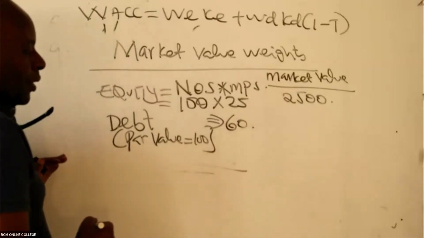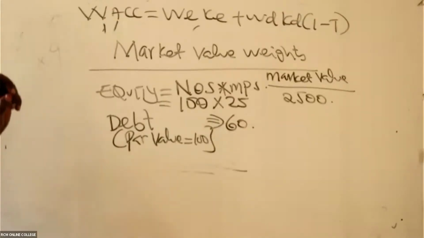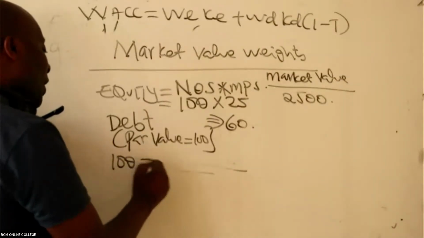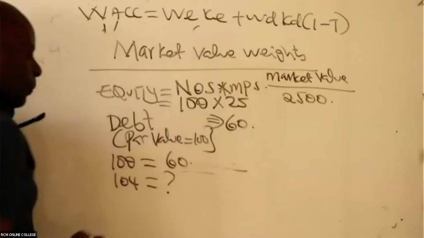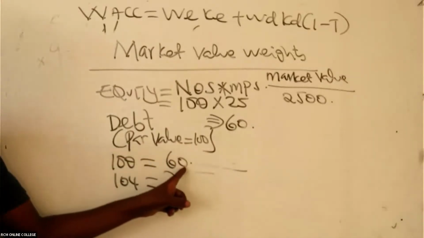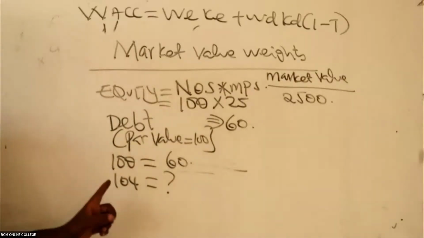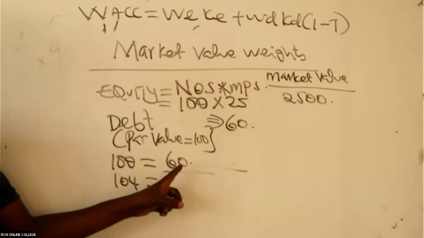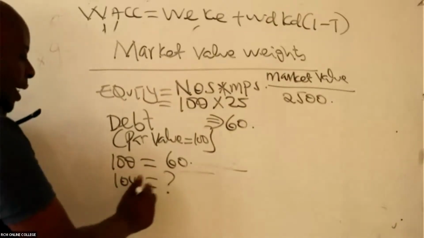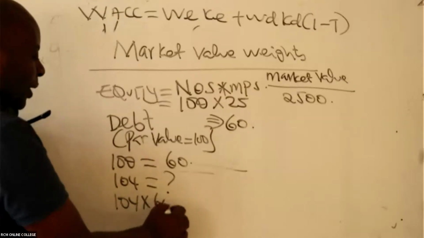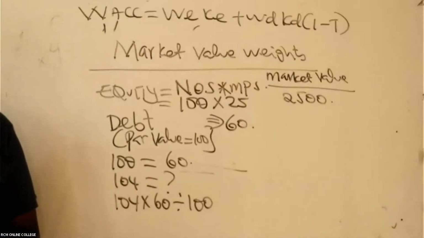Gentlemen, it is normally very easy to get market value. You ask yourself, if a par value of 100 is giving you 60, how about a market value of 104? If 100 is 60, what if the price changes to 104? Then the market value will be 104 times 60 divided by 100.